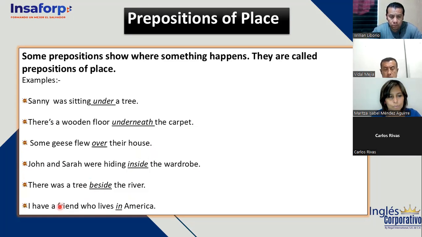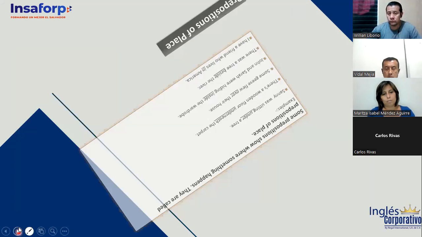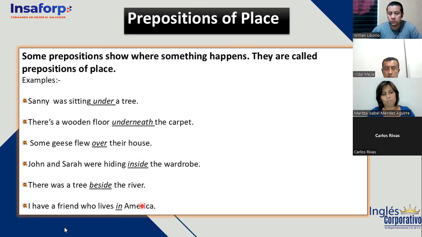I have a friend who lives in America. In America, yes, and this one is in. So as you can see, cuando hablábamos o cuando utilizamos in and preposition of time, changes. When we use in and preposition of place, changes. When we use in and prepositions of, what was the other? I forgot. Let me just go back. Oh, of place. All right, so it changes a little bit.